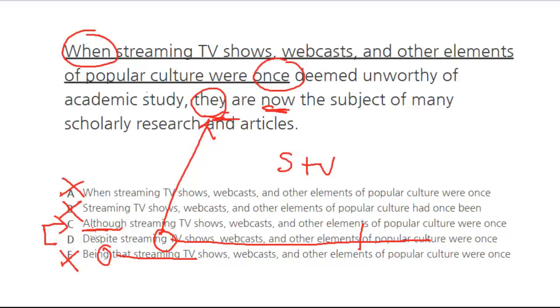C and D, except "although streaming TV shows" is actually modifying the stuff: streaming TV shows, webcasts, and other elements of popular culture. It's talking about these things, right? That are streaming on the internet. It's modifying these things, as opposed to D over here. "Despite streaming" sounds like somebody is doing something, right? It's not talking about streaming TV shows. It's not modifying these things, right? So that's the difference. So the best answer has to be C.